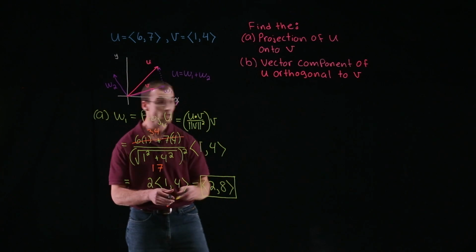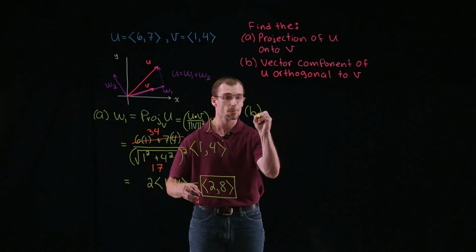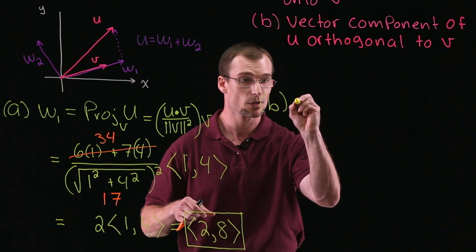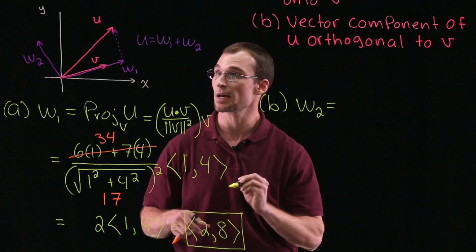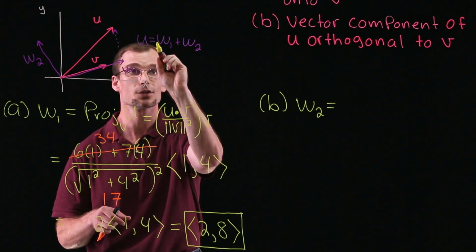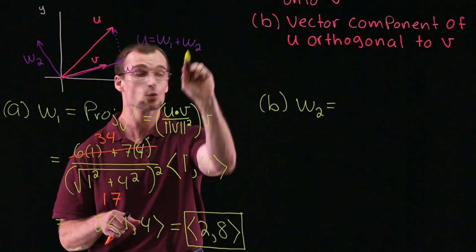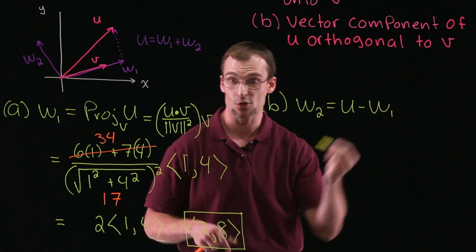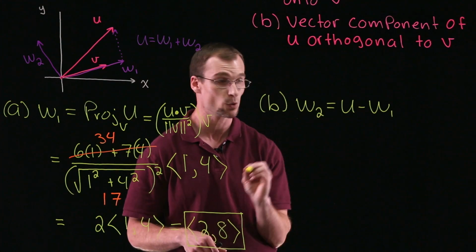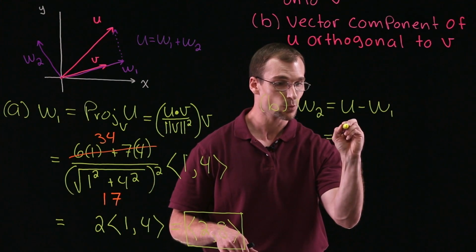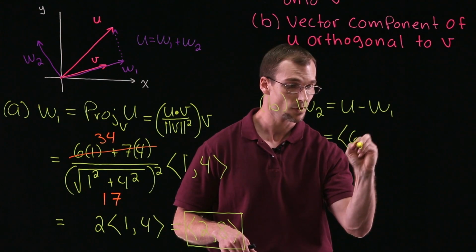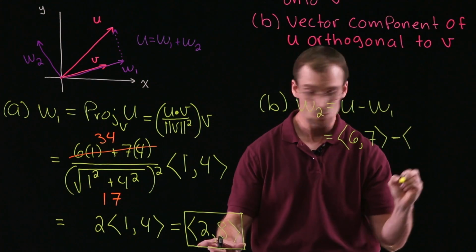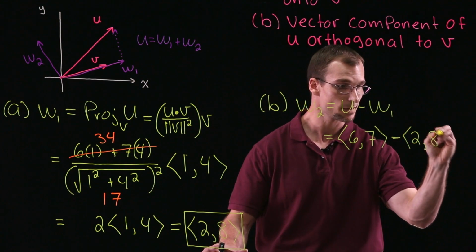So now for part B, like we said, we're going to find the vector component that's orthogonal to v, namely w2. So how can we find that? Well, we're just going to use the fact that u is equal to w1 plus w2, or w2 would be equal to u minus w1. If we know w1, or the projection already, this is a pretty easy formula, and we know u, of course. So w2 is equal to our vector u with components 6 and 7 minus our projection vector w1, which we have with components 2 and 8.